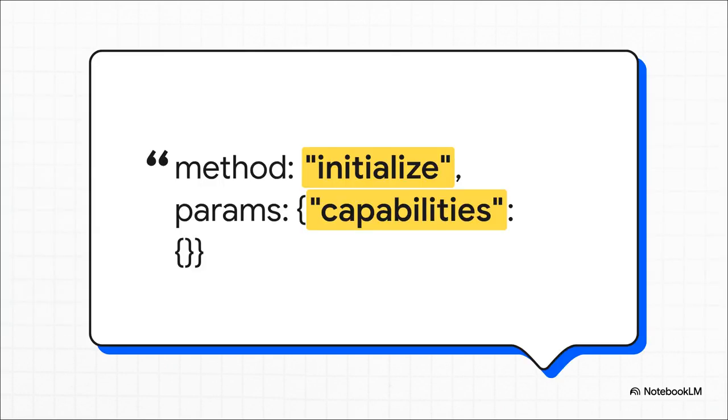All right, let's get into the nitty-gritty. Everything kicks off with this initialize request. This is that handshake. The client and server basically say, "Hey, can we talk?" They agree on a protocol version and, super importantly, they declare what they're capable of. This negotiation up front makes sure they're on the same page from the get-go.